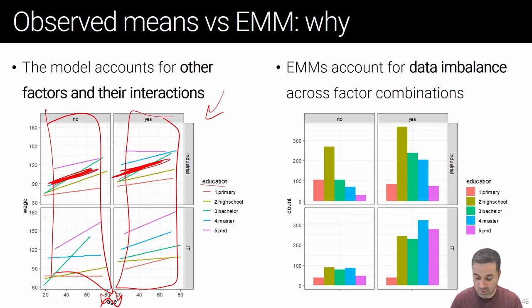And the second reason is, well, the EMMs account for data imbalance. What's the problem here? Well, the thing was that primary education or jobs that require primary education are overrepresented in the industrial setting. So if we compare here how many primary education jobs, there are many more than in IT. And we know that primary education jobs have a lower wage. Therefore, it might look like in industrial jobs, the wages are lower. But it's not that the wages are actually lower. It's that there's more overrepresentation of the low-paid jobs. That was the reason why we saw the difference.